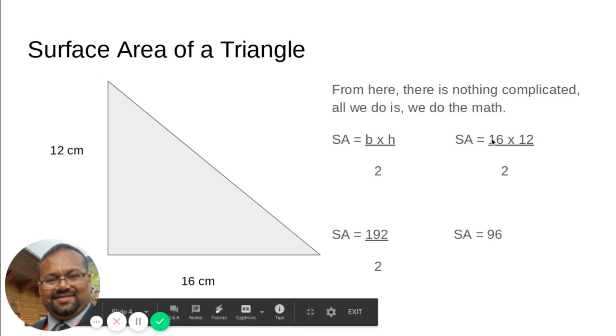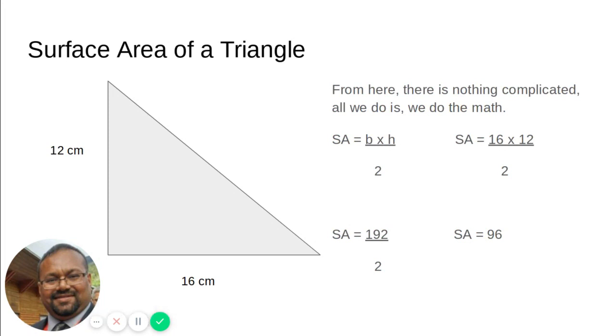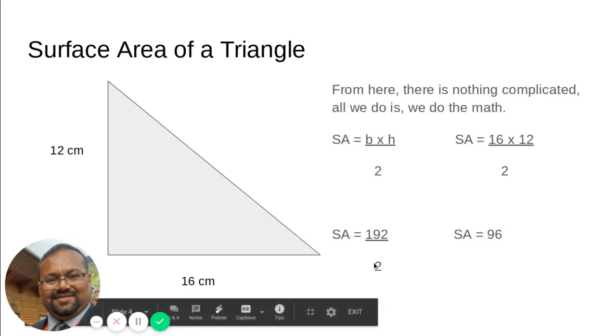Okay. So 16 times 12. Now use your calculator if you want, long division, multiplication. But either way, you're going to get to 192. We keep the divided by 2 till our last part. Then 192 divided by 2 is going to give us 96.